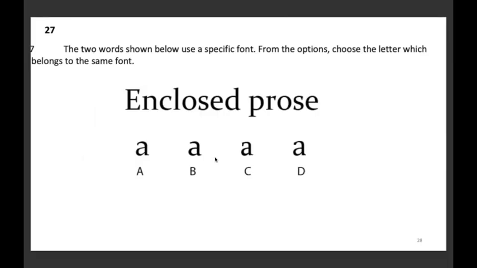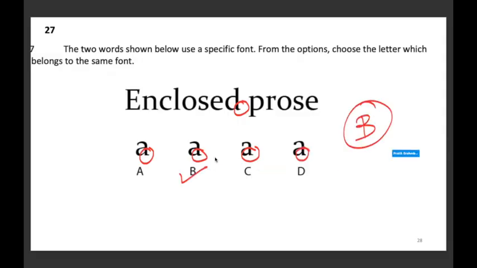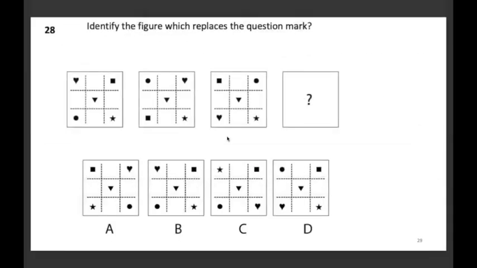Two words shown below use the same font. From the options, choose the letter which belongs to the same font family. Which letter belongs to the same font family? Here our biggest clue is this angle. सबका अलग है. A, B, C और D. Correct answer is B. D का भी अलग है. Okay. I'll move to the next one.